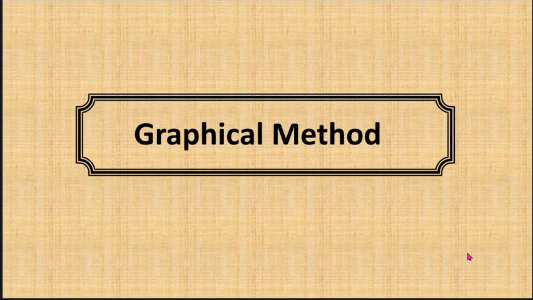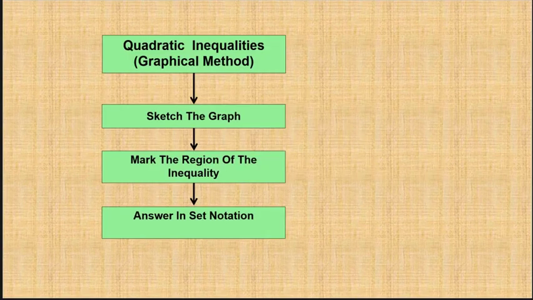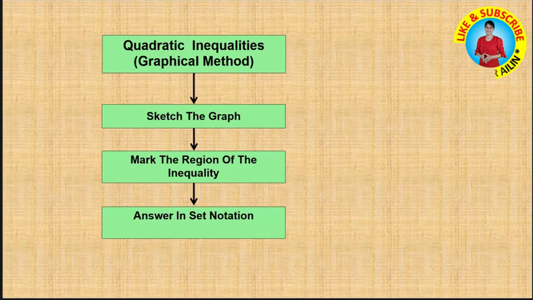Let us start with the graphical method. To solve quadratic inequalities by using the graphical method, the very first step, of course, is to sketch the graph of the quadratic. After sketching the graph, we need to mark the region of the inequality. Then, based on the marking, the range of values of x is obtained.